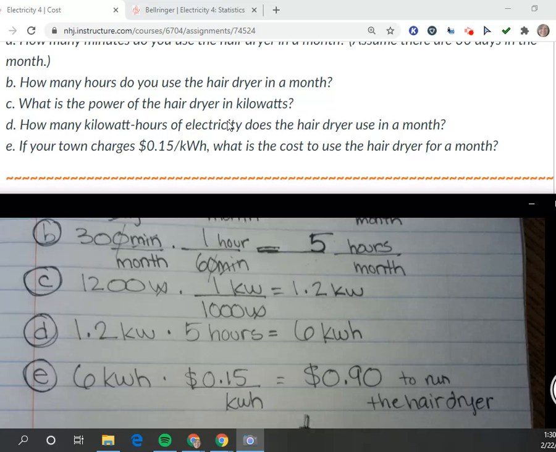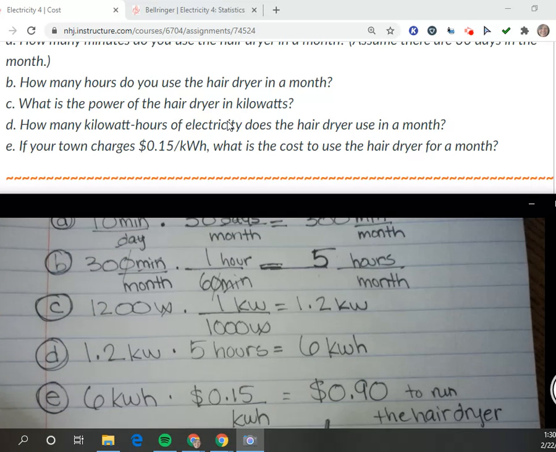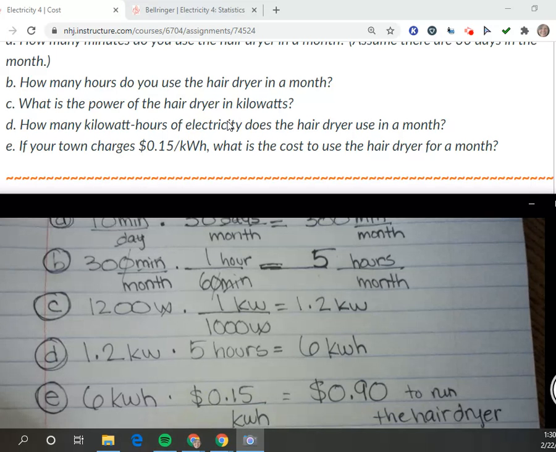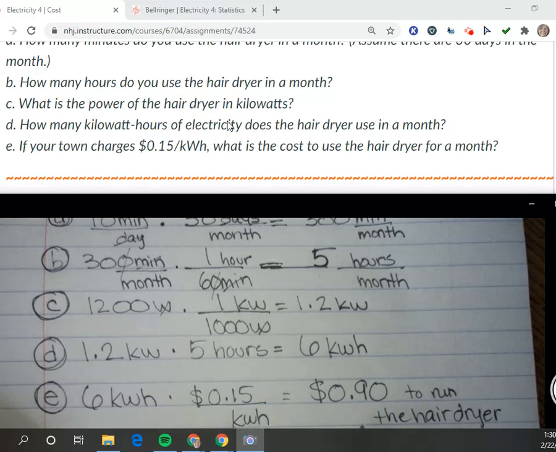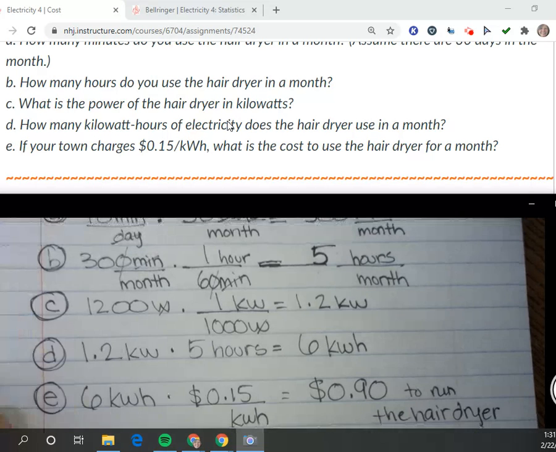All right. So we had to do 5 different problems to come up with how much does it cost to run the hair dryer. Give me a thumbs up if that made sense. All right. If that made sense, then you're sitting good for the rest of the day's work. So let's, hold on. You're going to submit at the end, okay?